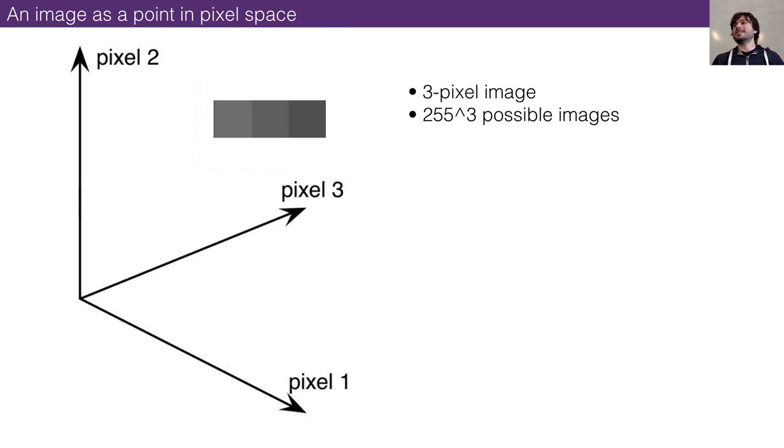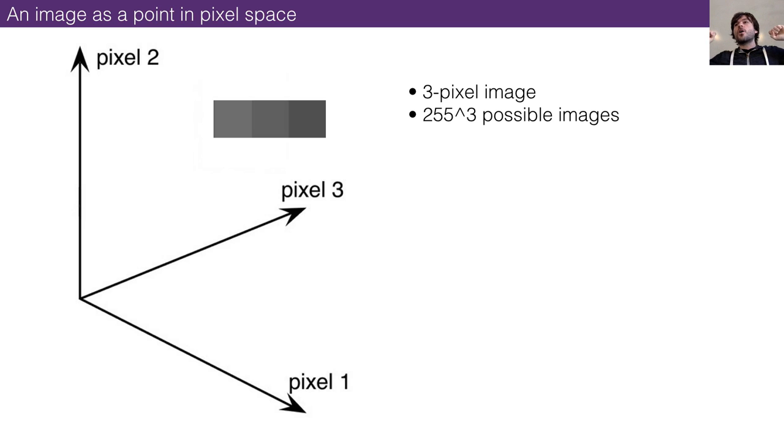So let's think of this in the context of images. Suppose we're dealing with a 3-pixel image, which is grayscale. That's our image, just 3 pixels. You can think of all possible 3-pixel grayscale images as points inside of a 3D space. Imagine that in this room, one dimension represented the first pixel, the second dimension represented the second pixel, the third dimension represented the third pixel. Then all possible images are points inside of this space. And you might have a data set of 3-pixel images, which is a collection of points in that space.